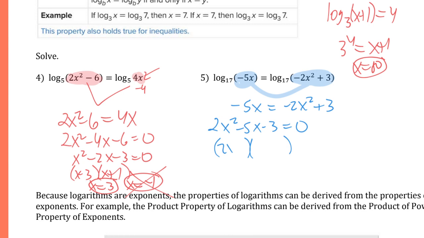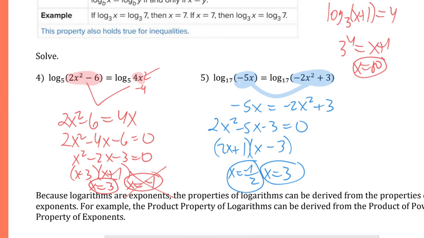We're going to get 2x and x. Let's see, we're going to do a 3, a negative 3, and a positive 1. And if you set them each equal to 0, you get x equals negative 1/2, and you get x equals 3. Now you would think, throw away the negative 1/2. However, think about this. Look back up at the arguments. We have a lot of negatives running around.